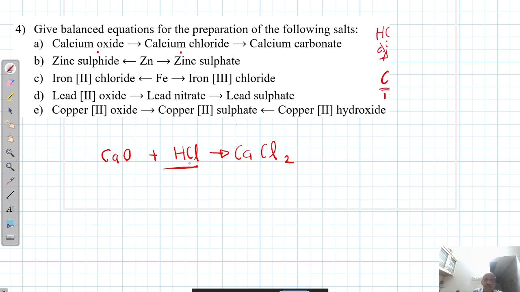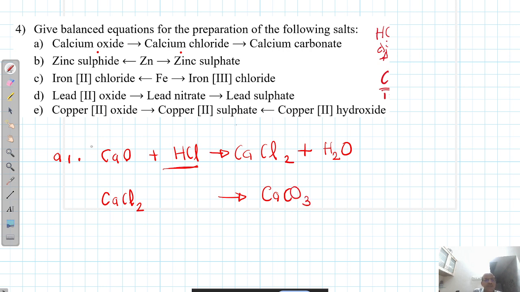Calcium oxide plus HCl is equal to calcium chloride plus what is remaining here? H and O are remaining. H and O will form H2O. This is the first equation, right? A1, first equation. Then from calcium chloride, you want to get calcium carbonate. Now I have got CaCl2, and I want to get what? I want to get calcium carbonate, CaCO3.